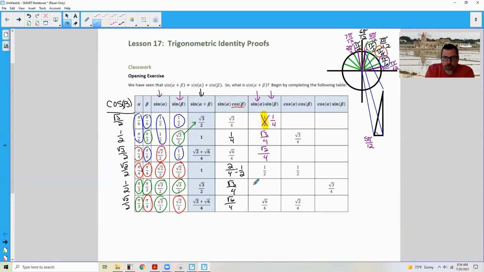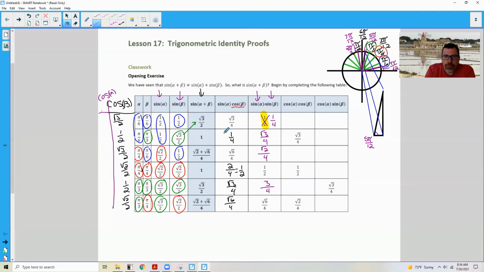Square root of 3 times the square root of 3 is 3. 2 times 2 is 4. Square root of 3 times square root of 2 is the square root of 6. 2 times 2 is 4. All right. Now we don't have a column for the cosine of alpha, so I will put that here. Let me just squeeze it in. Cosine of alpha is going to go right here.